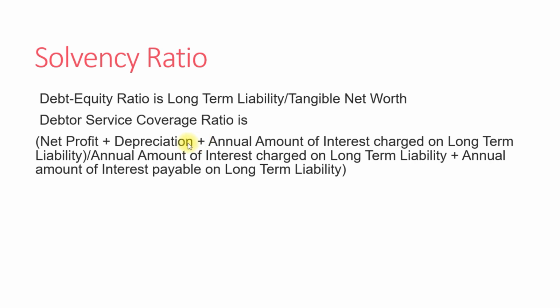Next is debt service coverage ratio. This ratio is net profit plus depreciation plus annual amount of interest charged on long-term liability, divided by the annual amount of interest charged on long-term liability plus the annual amount of installment payable on long-term liability. So this ratio explains the relationship between funds available for long-term liabilities and the amount of installment and interest. Generally, a debt service coverage ratio of 2 is comfortable for banks or financial institutions.